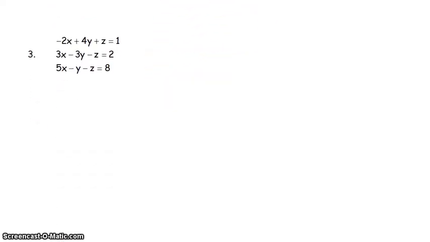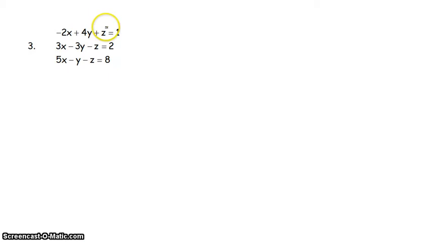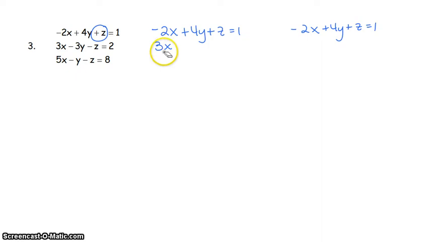Next one, we look at our system, and I'm going to choose z as my variable. It's a positive z, so I'm going to use that equation 2 times. I'm going to write that down, get our setup. And then once we have that, we're going to write our other 2 equations. So we've got 3x minus 3y minus z is equal to 2. And then our other equation that we have there is 5x minus y minus z is equal to 8.